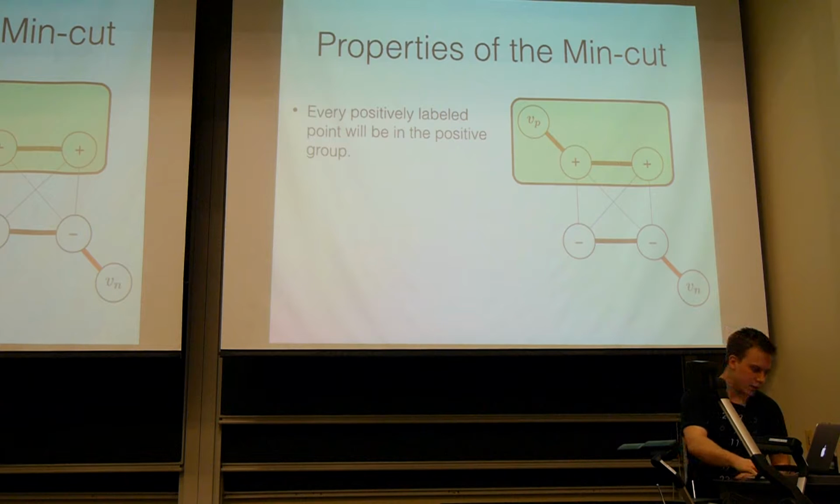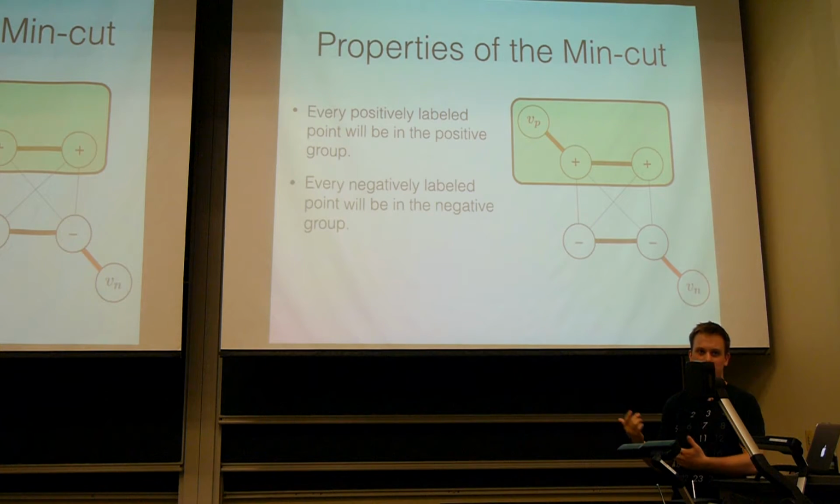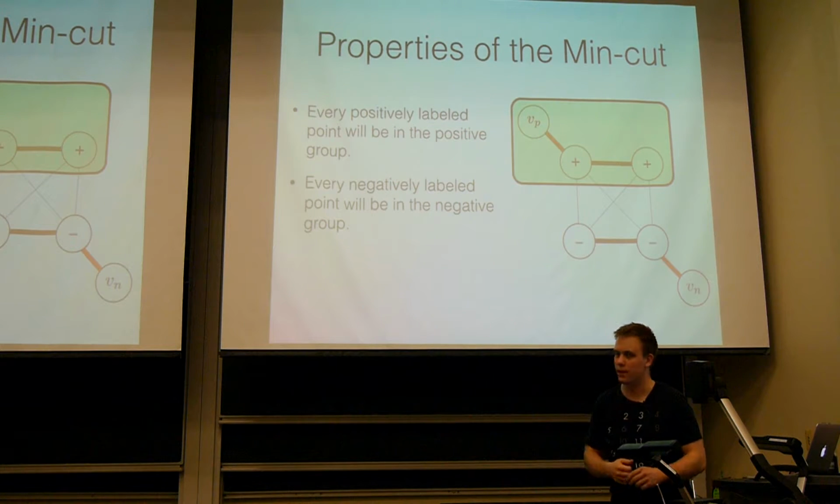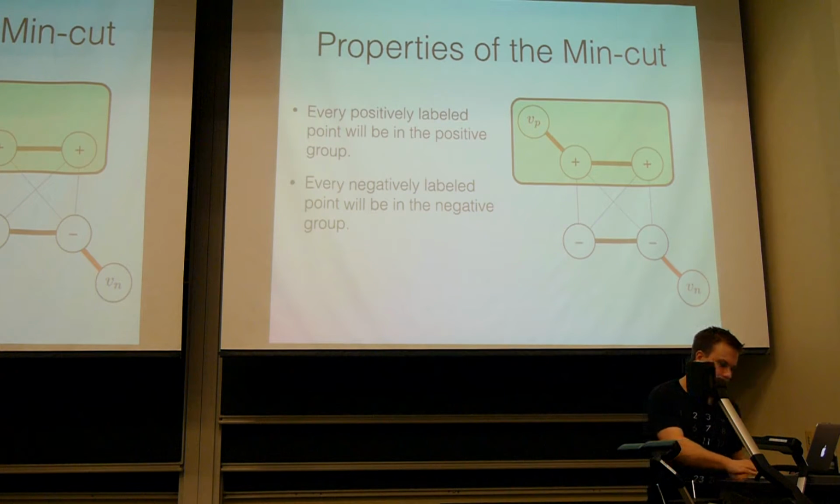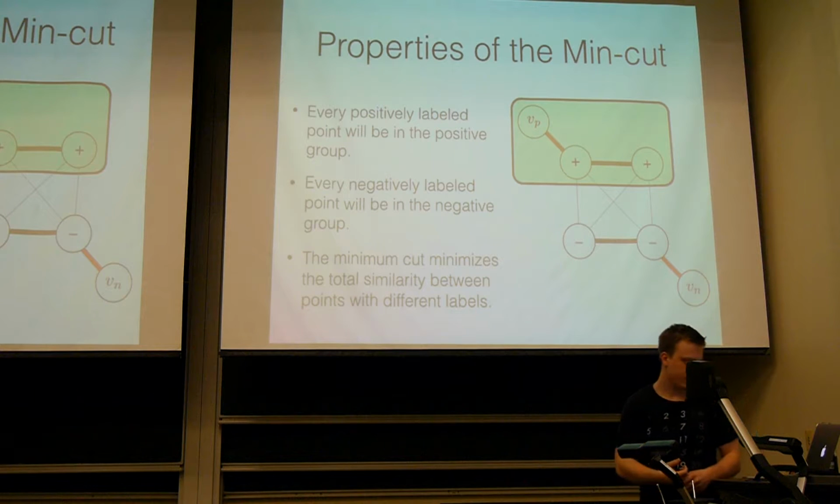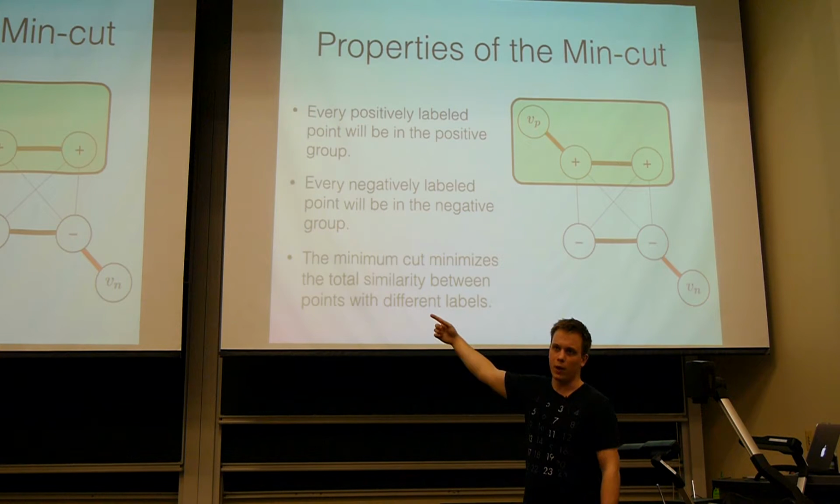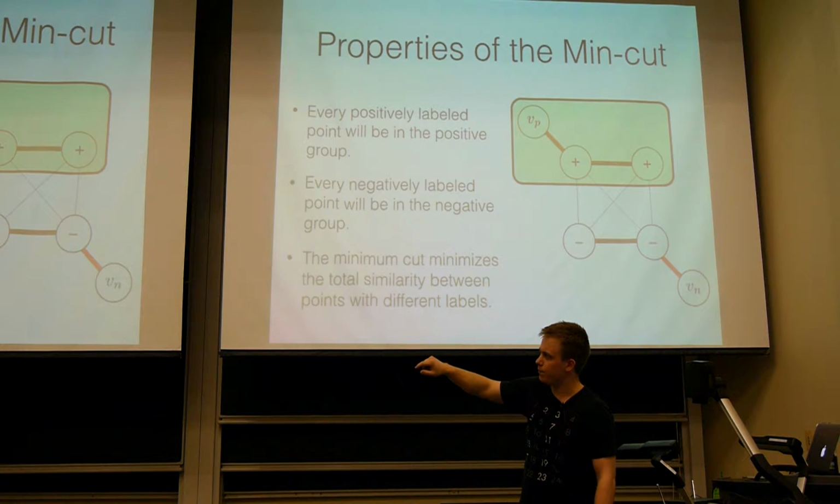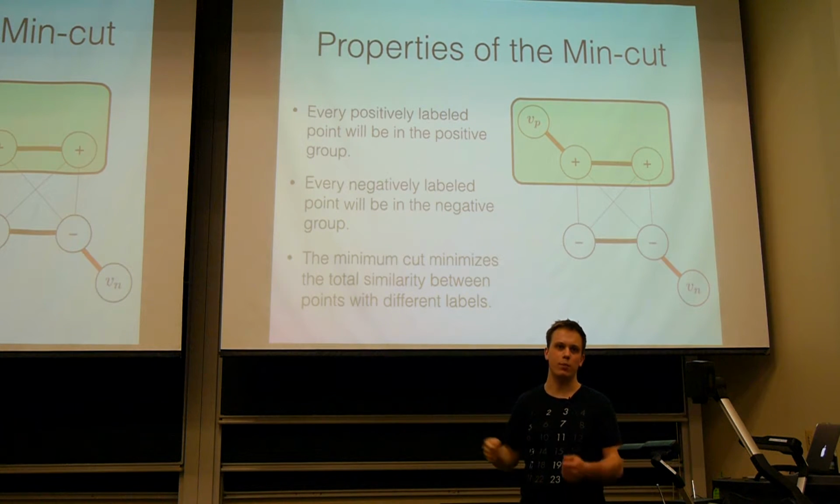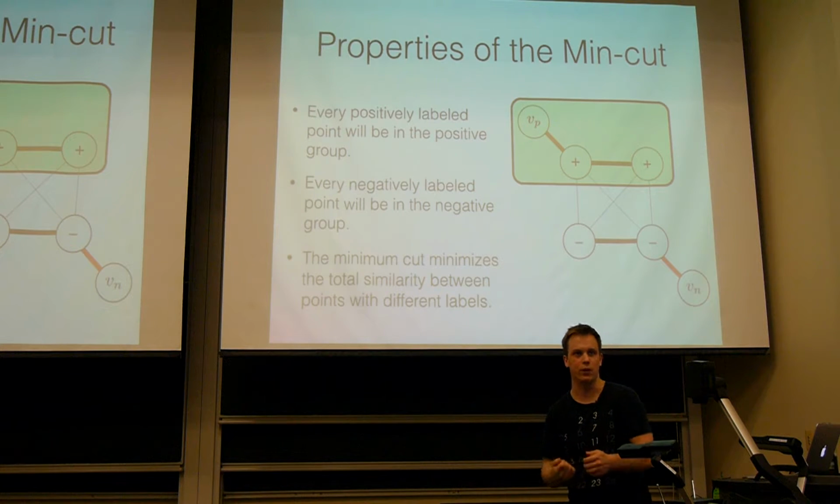So that's good. It's sort of consistent with our original labeling. It'd be concerning if it wasn't. And then similarly, every negatively labeled point will be in the negative group, just for exactly the same reason. And so the last thing I want to say is that now this minimum cut, if you label the points this way, you're actually minimizing the total similarity between points that have different labels, which was our original goal in the beginning.